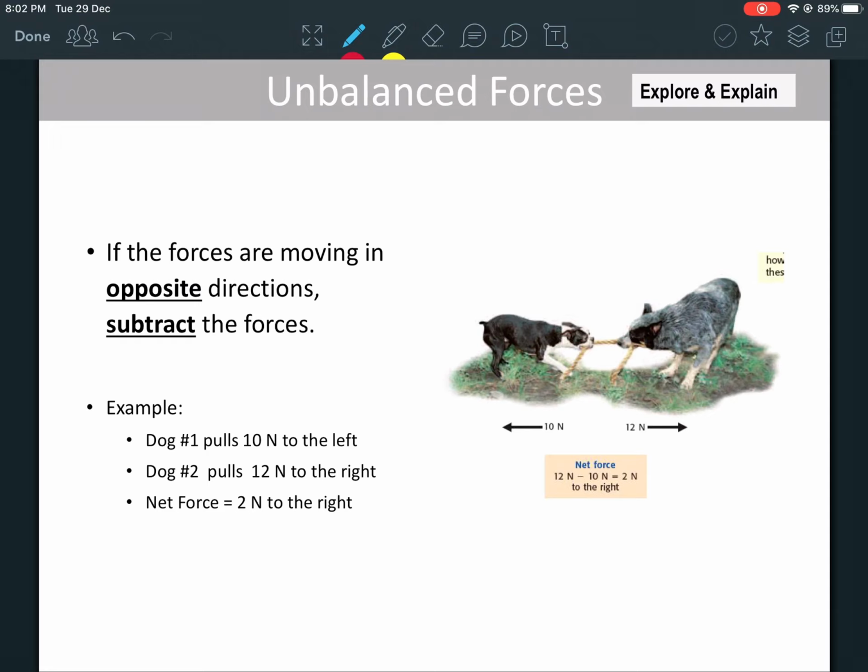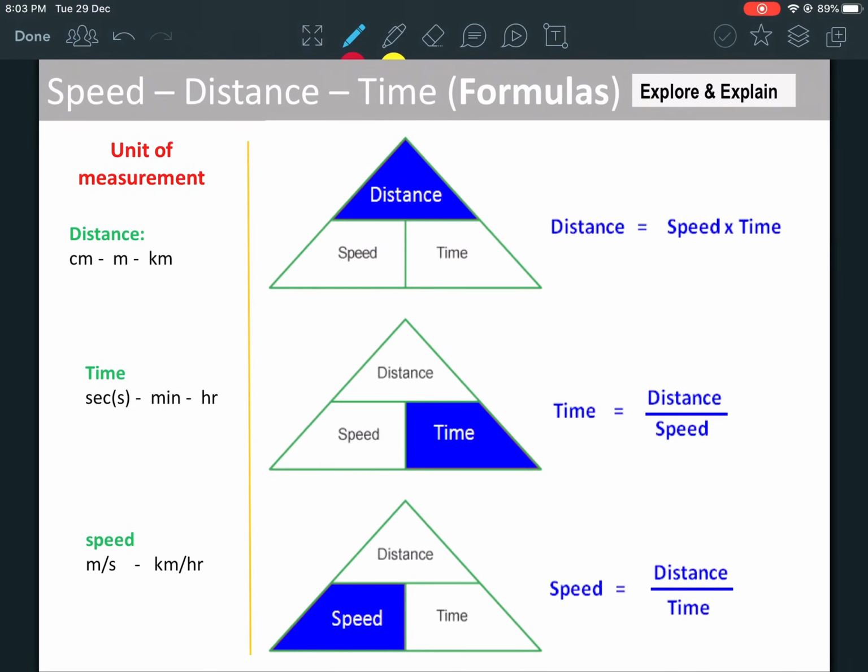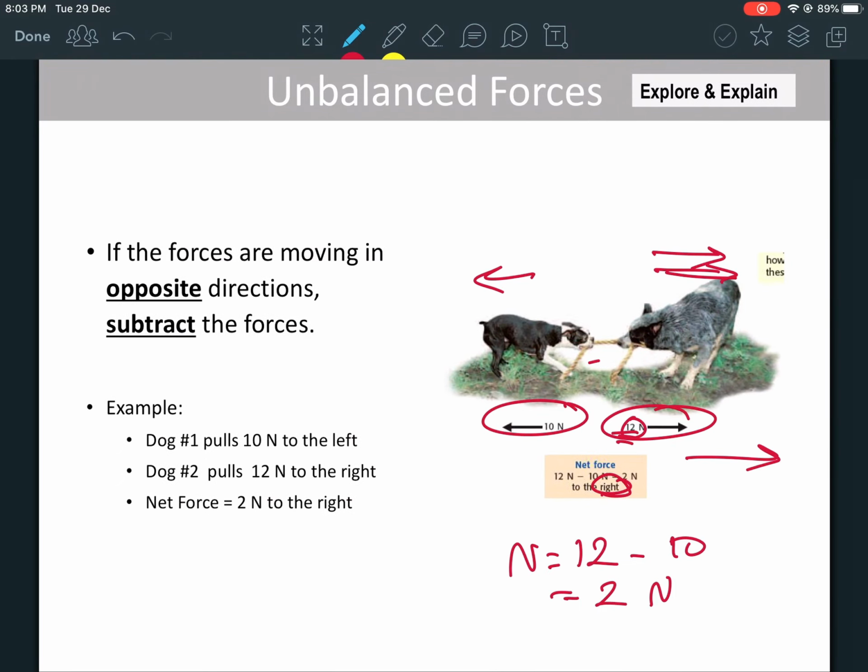Let's look at another example here. These two dogs are playing tug of war on this rope. This dog is pulling it this way and the other dog is pulling it that way. So we have to subtract, and we take the bigger number first. 12 minus 10 would be 2 newtons, and it would be going to the right. Why to the right? Because 12 is more than 10 and this dog is able to pull it more and will take the rope with him. So that's basically how you calculate net forces. Okay, that's all we have to know for today.